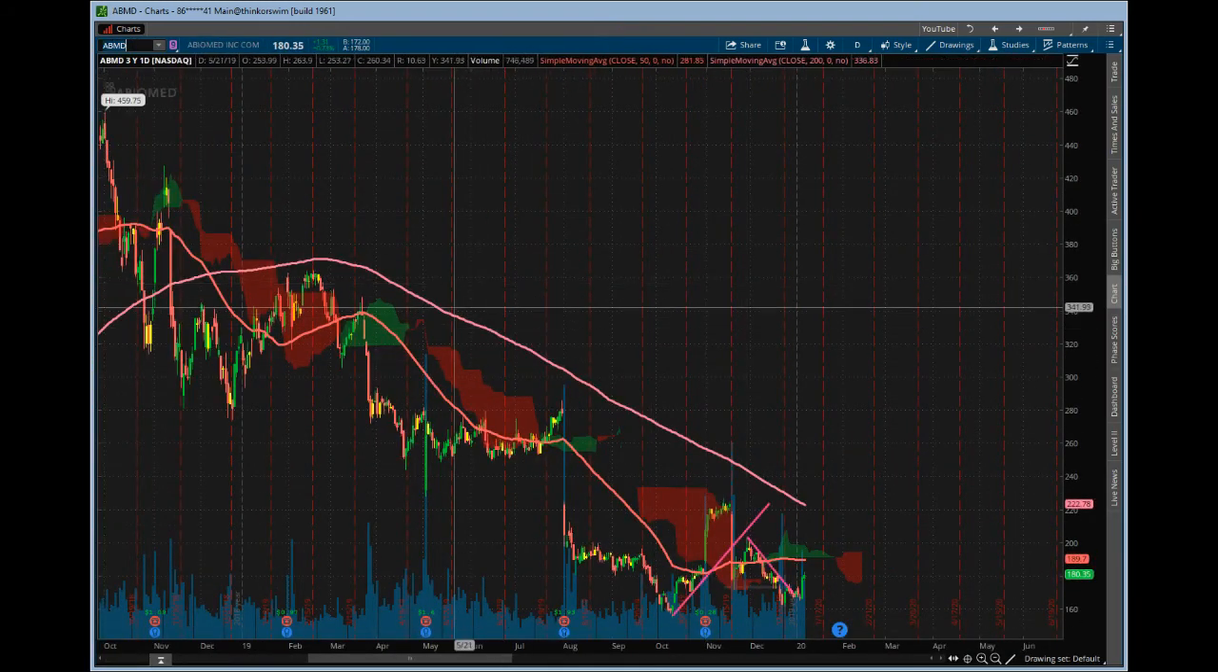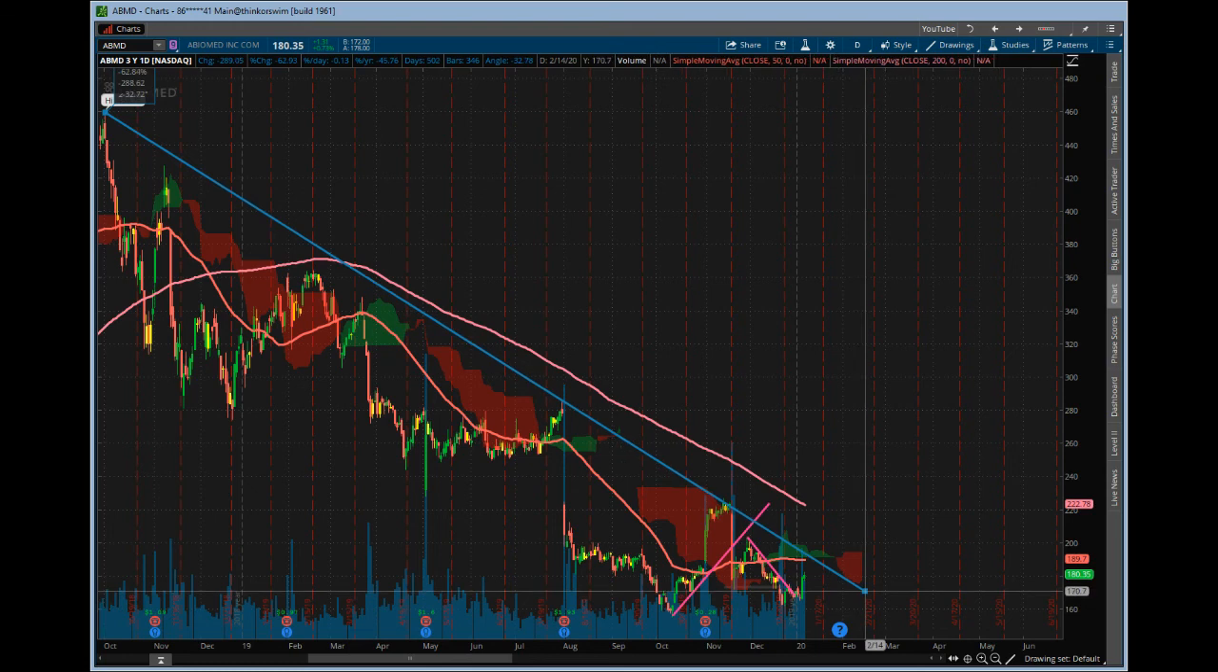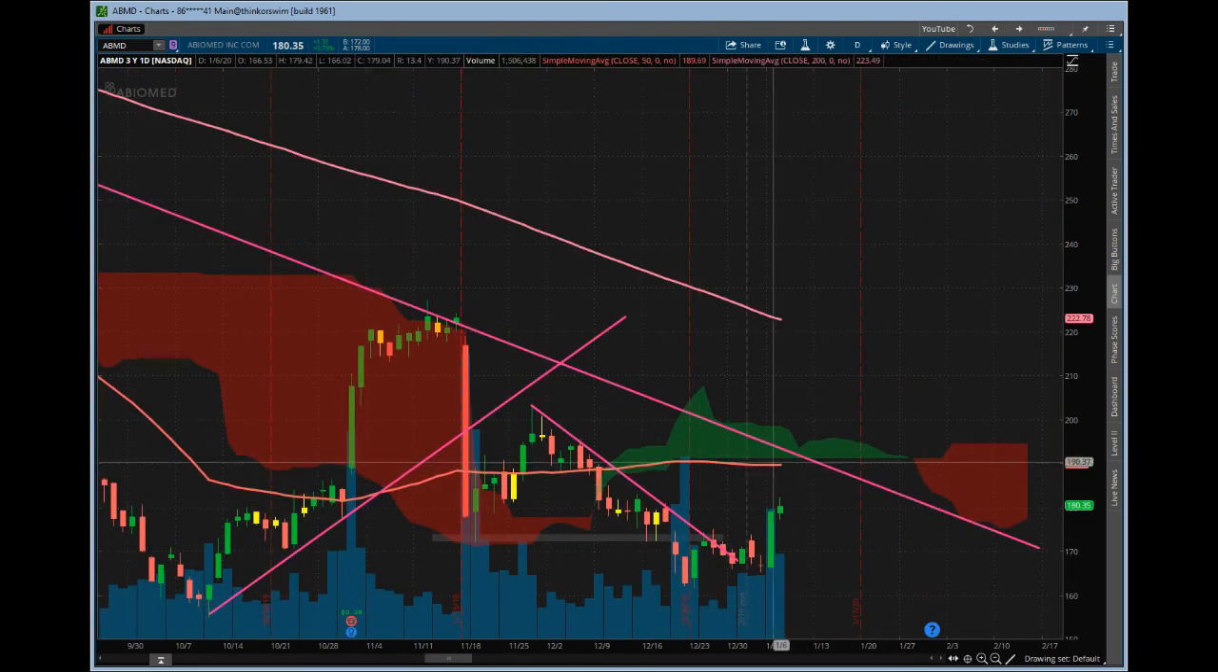Okay, this one. Let's take a look here. Gosh, could you imagine this thing was all the way up at like 400 not too long ago? Okay, so here, macro trend line, corresponding with a lot of different stuff. You got the 50-day moving average, you got the cloud, you got macro trend line right there.